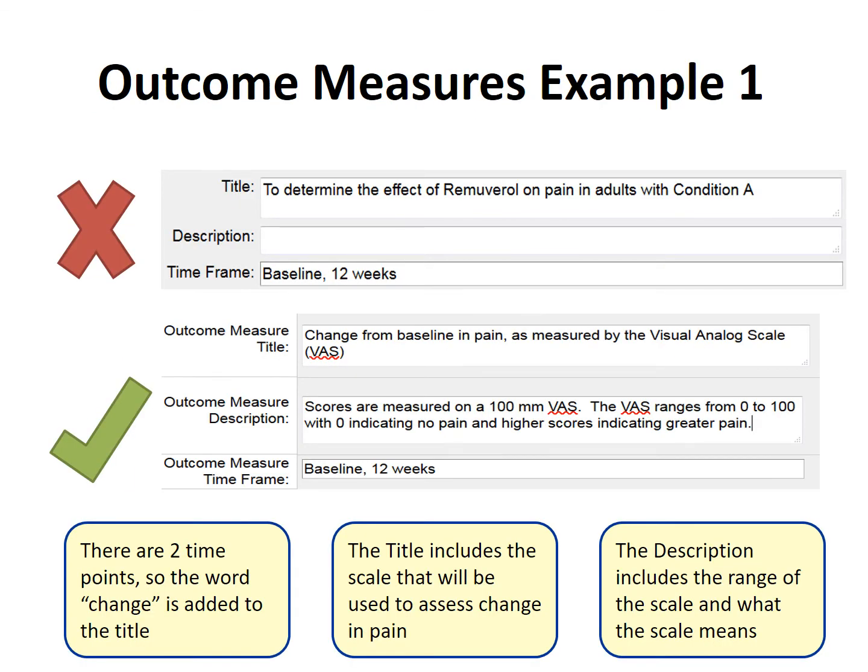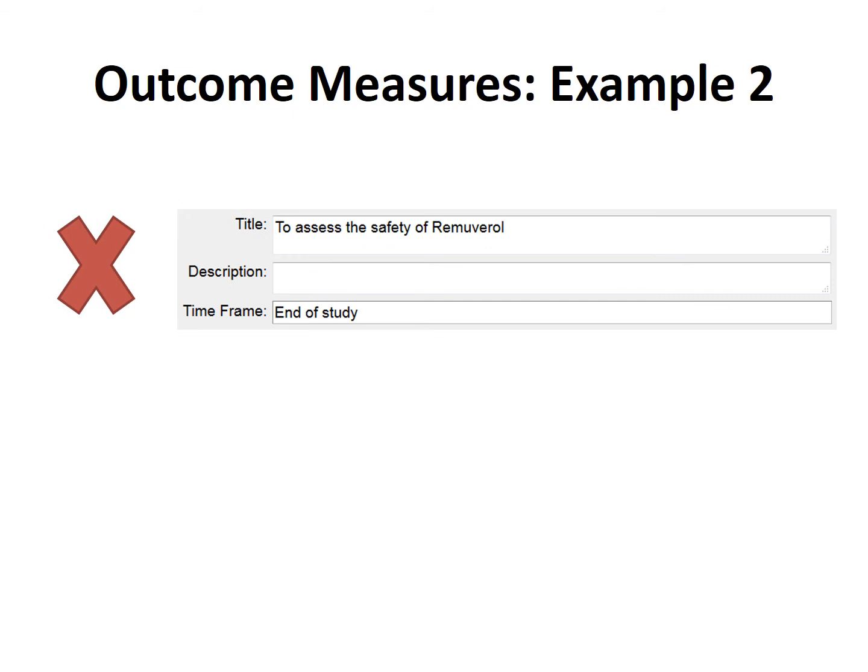Here are a few examples demonstrating proper outcome measure entry. For our first example, note the precise title, which references the scale used to assess baseline pain. The description includes the range of this scale and explains what it means. Since there are 2 points being assessed, the word change has been added to the title. For our second example, please note that the proper title includes the metric being assessed in this measure. The description defines what constitutes an adverse event, and the time frame includes the specific length of time during which adverse events are tracked.